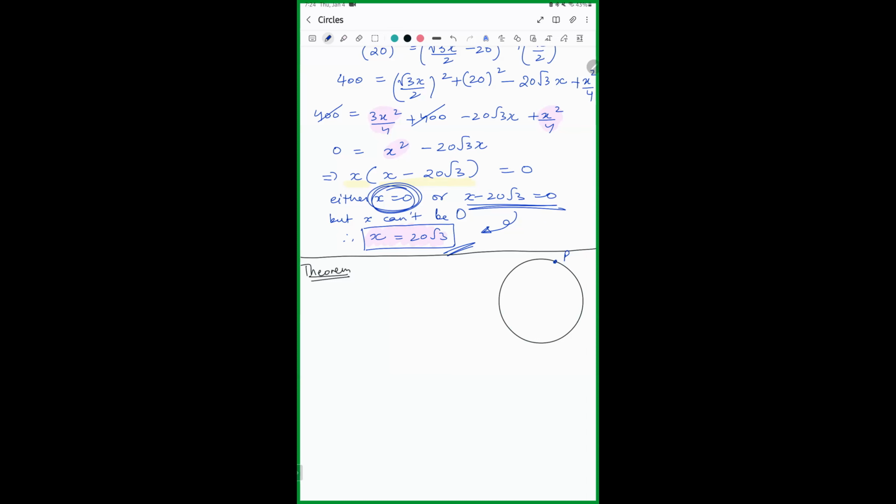So the next theorem we're going to do is about angle subtended by an arc. So the theorem says: angle subtended by an arc at the center is double the angle subtended by it at any point on the remaining part of the circle.